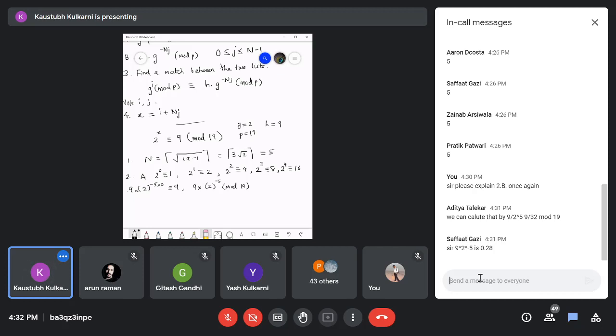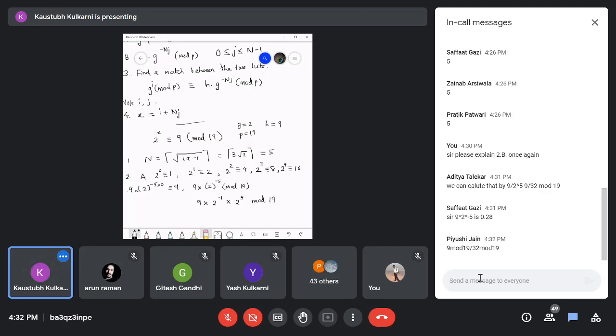Don't go into the decimals. Think of this as 9 times 2 raised to minus 1 times 2 raised to 5 mod 19. Okay, think of it this way. This is actually 9 into 2 raised to minus 1 raised to 5. I meant this: 2 raised to minus 1 raised to 5 mod 19. That is 9 times 2 raised to minus 1 times 2 raised to minus 1 and so on.